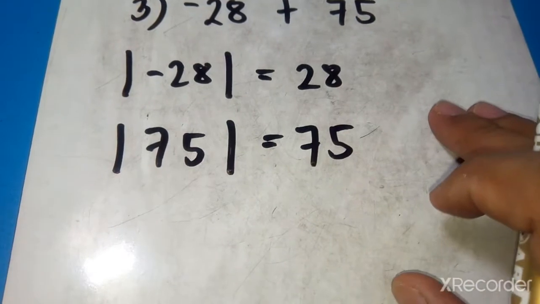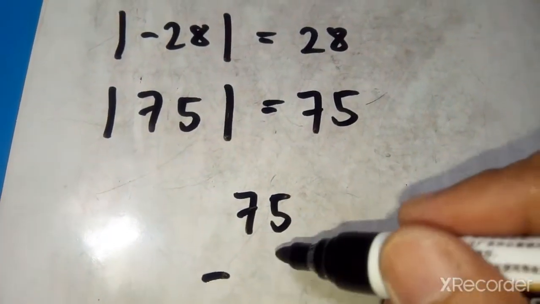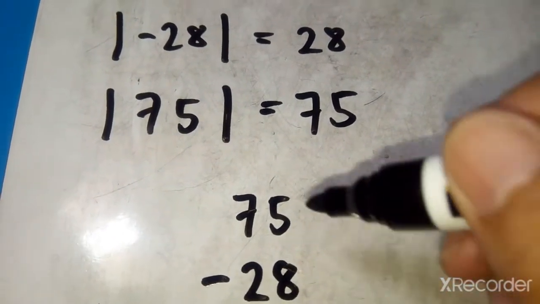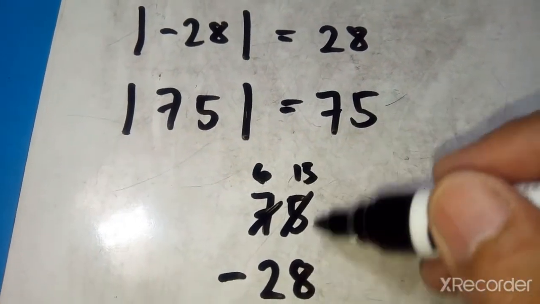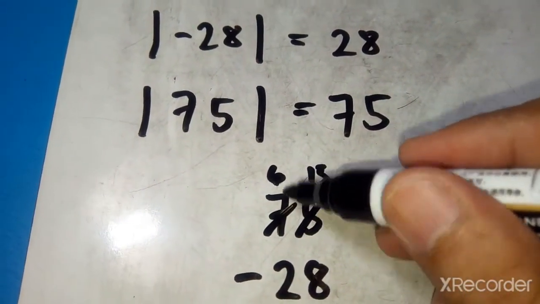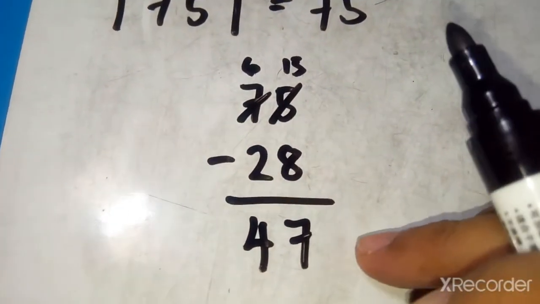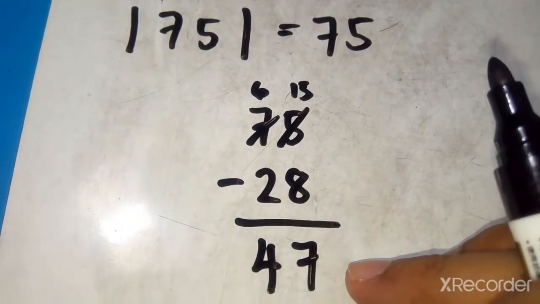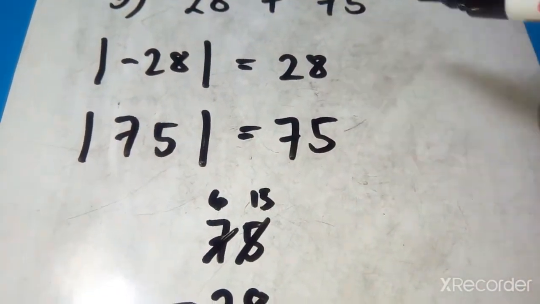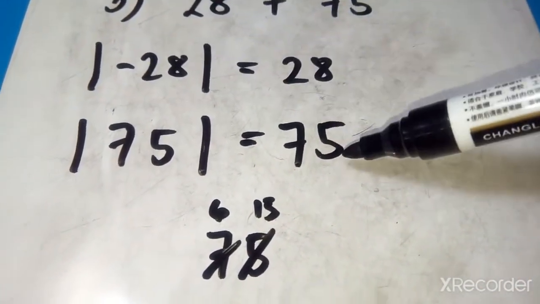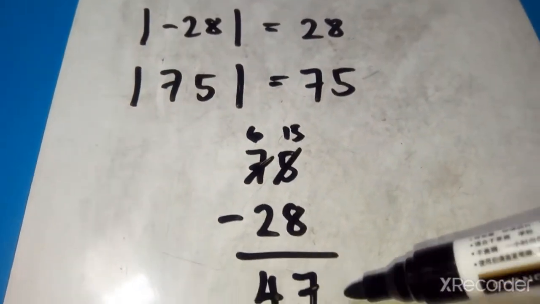So we will have another solution. So 75 minus 28 equals, so this will become 15, this will become 6, and 15 minus 8, so that's 7, and 6 minus 2, it's 4. Okay, so the sign of their sum will rely on the bigger absolute value. So the bigger absolute value is 75, so that means the sign of 47 will be positive.